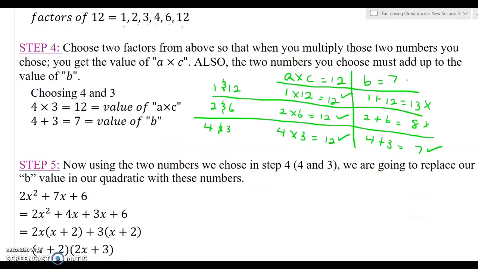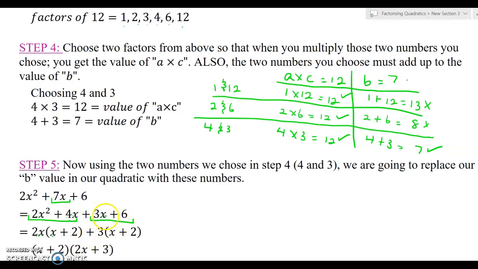Now step 5, again, we're going to replace the two numbers. Replace our b value with the two numbers that we chose. So replacing the 7x with 4x plus 3x. And from here, we do our factorization by grouping. Right? In my first pair, between 2 and 4, I pull out 2. And between x squared and x, I pull out x. So it's really 2x I'm pulling out. 2x by x gives me back 2x squared. 2x by 2 gives me back 4x.